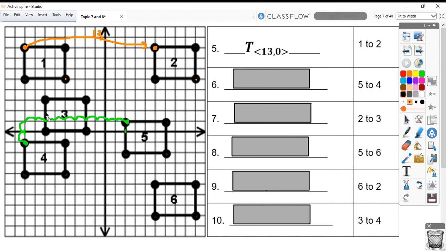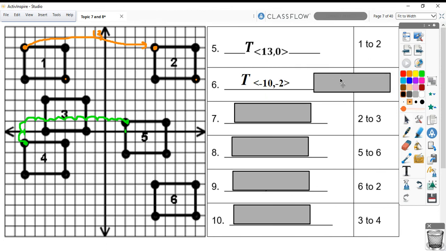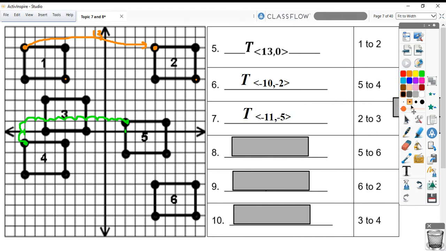We move 10 spaces to the left. And y'all remember that smaller numbers are on this side of the x-axis, larger numbers on this side. So we're moving in the negative direction. So we have negative 10 as our first number. And then we move down, so we've got negative 2 as our second number. Same process when we go from 2 to 3. Count over how far it is from this corner over to here, and then count how far down you went from here to here. We do the change in x values first, the change in y values second, and when you count it out, you moved 11 to the left and 5 down. So we've got negative 11 and negative 5.